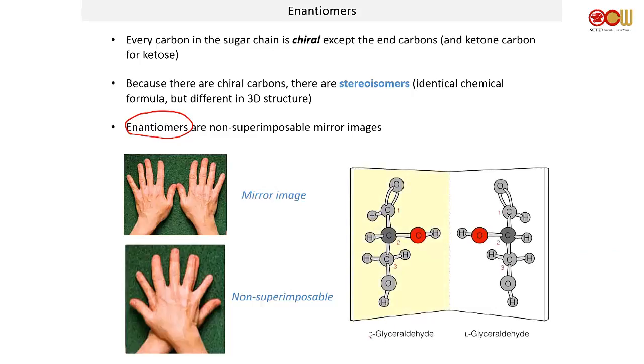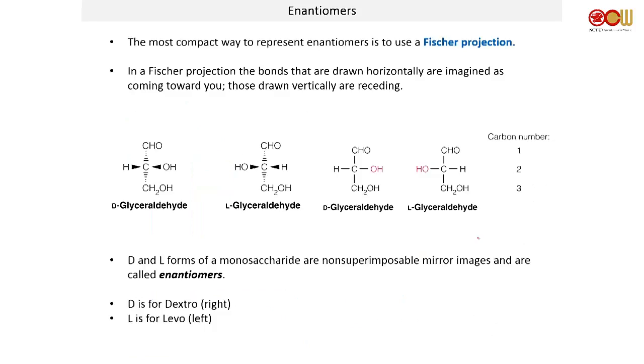So you have, for example, D-glyceraldehyde. Carbon number 1 is achiral. Carbon number 2, this one, has the OH on the right. Carbon number 3 is also achiral because you have 2 hydrogens here. So the mirror image will just be carbon number 2, but the OH is on the left side. So you have a complete mirror image. That's an enantiomer. Now, the most compact way to represent enantiomers is to use Fischer projection.